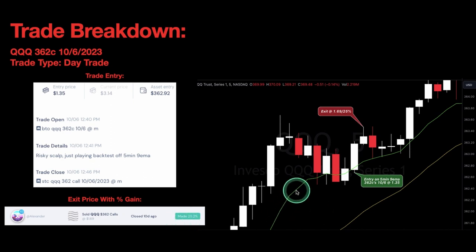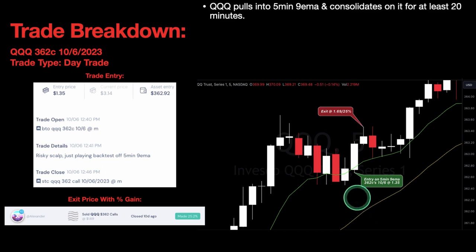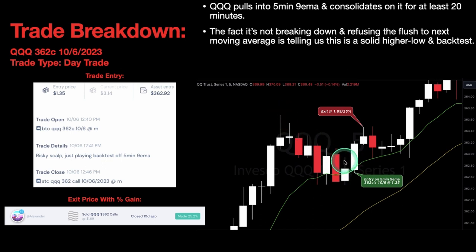So you have your green 9 EMA right here. Just like I showed you in the previous examples, you also have your yellow 21 EMA right here. So this is the 9 and 21 combo, like I mentioned we'd be covering. You can see that QQQ is pulling into the 5-minute 9 EMA, and it consolidates off of it for at least 20 minutes. So you have a nice consolidation period here. You even have a little downtrend line if you drew one right there. And the fact that it's not breaking down and refusing to flush down to the 21, that's telling us this is a higher low and a pretty solid back test.